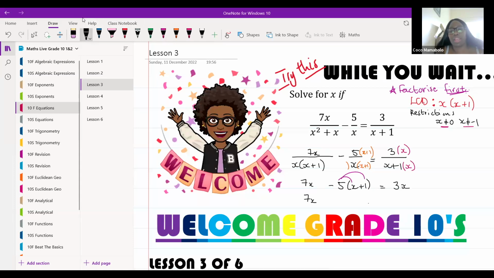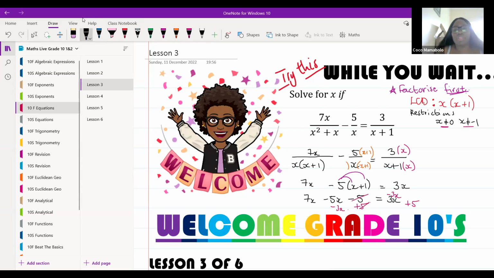I'm going to get 7x minus 5x minus 5 is equal to 3x. Okay, then remember anything without an x to one side, anything with an x to the other side. So I'm going to minus 3x on this side, minus 3x on that side. And then I'm going to plus 5 on this side and plus 5 on that side. So those two will cancel.